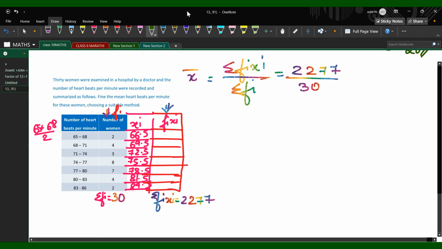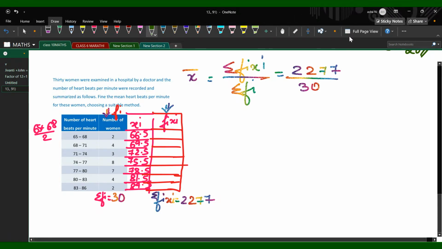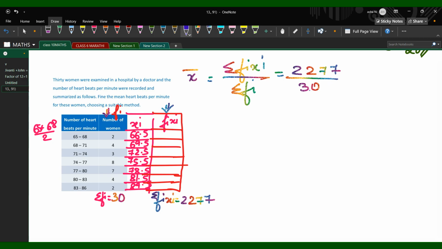Just a minute. I'm not getting that. I also got the same till here. Okay, 2277 upon 30. 3 sevens are 21, carry 1. 3 fives are 15, 16, 17, 2. 3 nines are 27. Okay, 759 upon 10, which is 75.9. And this is the correct answer as well.